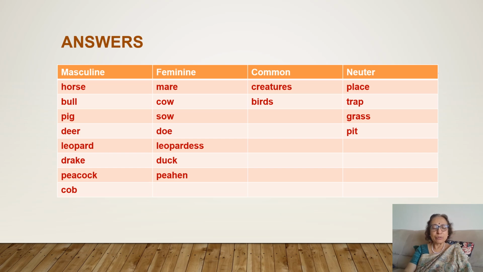A trap was laid to catch the leopard. So trap is neuter. The birds, already we've finished. Collected grass. Grass is neuter, and piled it on a pit. Pit is also neuter. And the leopard fell into it. Leopard is already finished. So these are all the genders which we have in the mid-level.